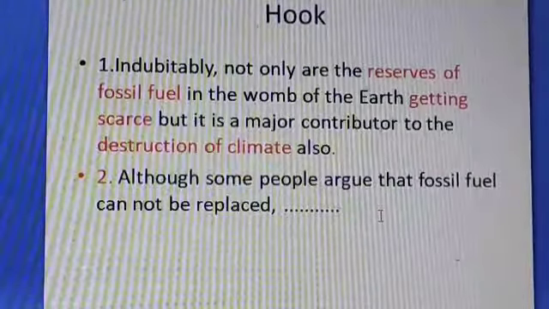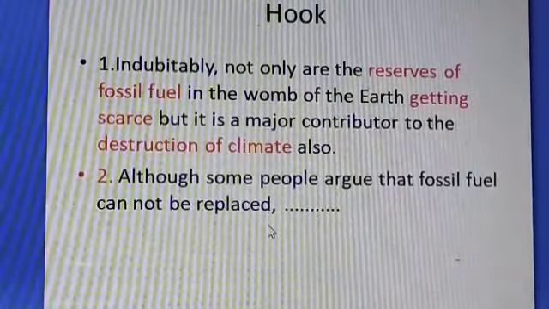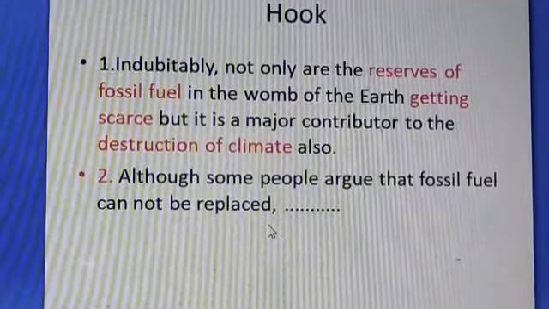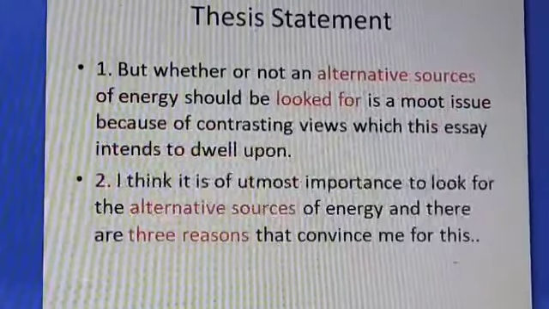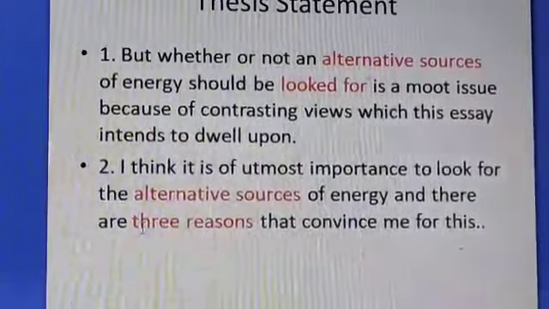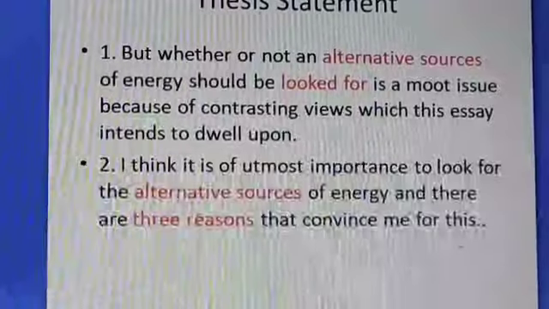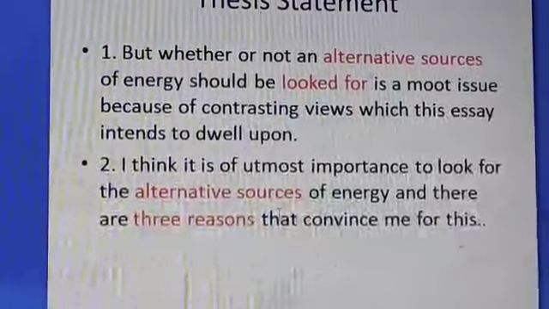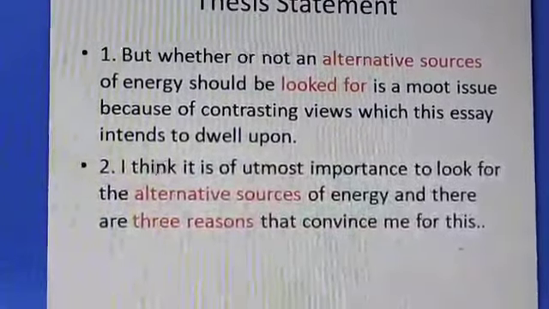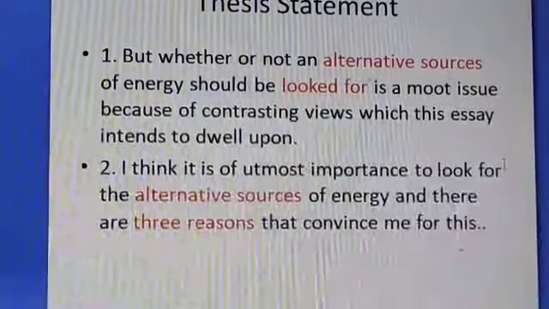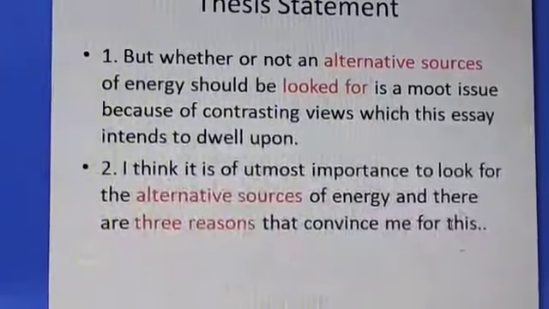Although some people argue that fossil fuel cannot be replaced, so you can always start in the second approach, the first sentence, which is a hook, of course, with a concession clause, right? So what will happen is, in terms of the concession clause start, where you have only one idea to follow and prove it, you can give your opinion there and then in the thesis statement. Like, I think it is of utmost importance to look for the alternative sources of energy, and there are 3 reasons that convince me for this.